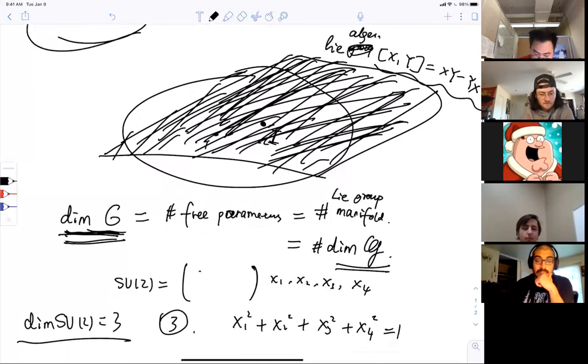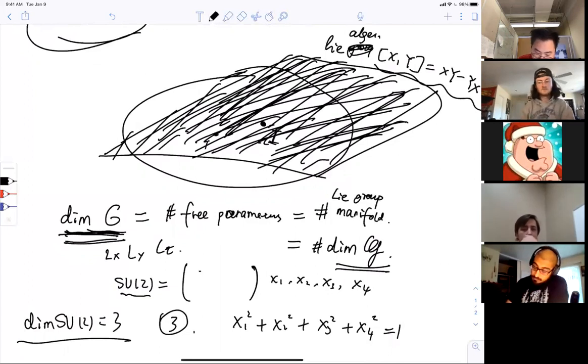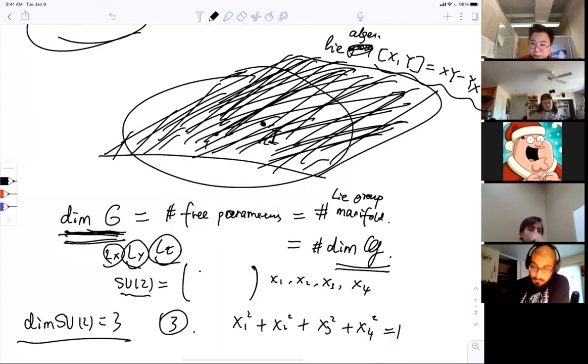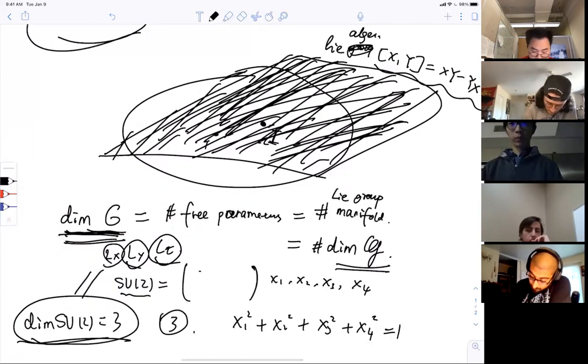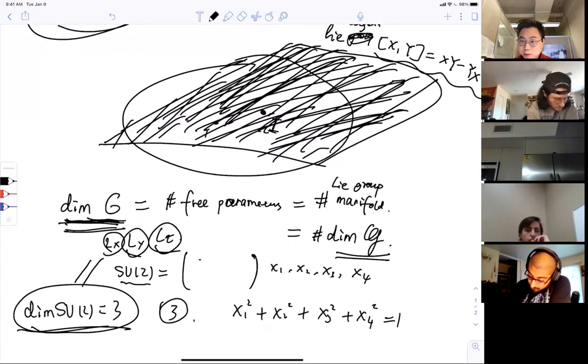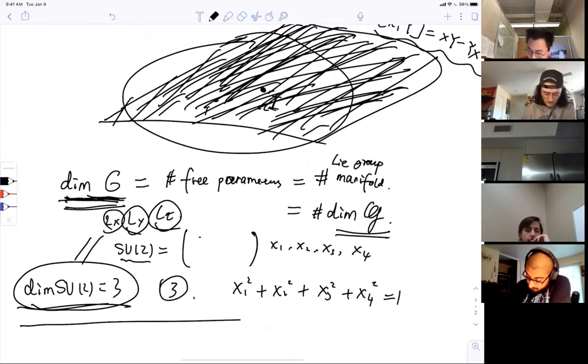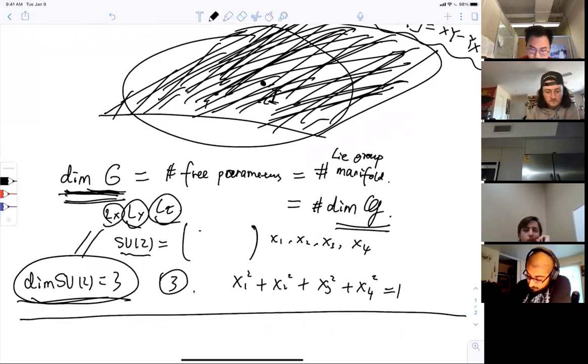And we know for SU(2), the Lie algebra is generated by Lx, Ly, and Lz. So the dimension of this Lie algebra is 3 because there are 3 independent generators, and this agrees with the dimension of this Lie group. This is something I didn't mention last time about the dimension of the Lie group and the Lie algebra. So any question about this?